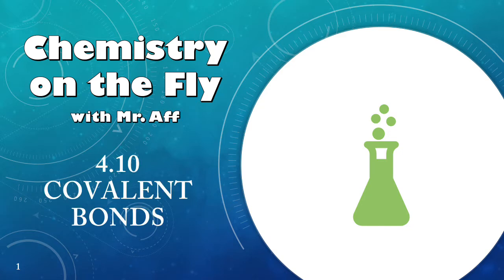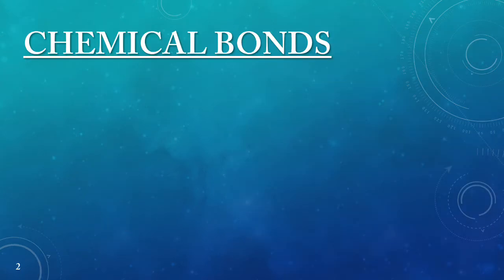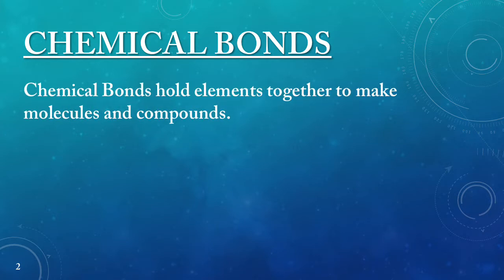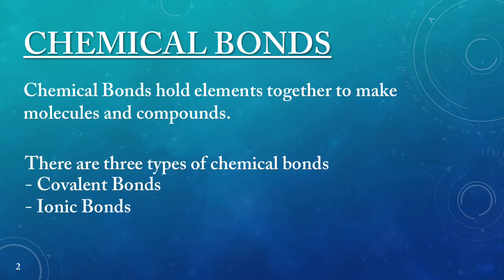Today we're going to talk about 4.10 covalent bonds. Now, there are three types of chemical bonds, and these are things that hold elements together, whether they be molecules or compounds. The first type is going to be covalent bonds, and that's the one we're going to talk about today. The next one is ionic bonds, and then the last one is metallic bonds, and we'll probably talk about that in the next couple days.